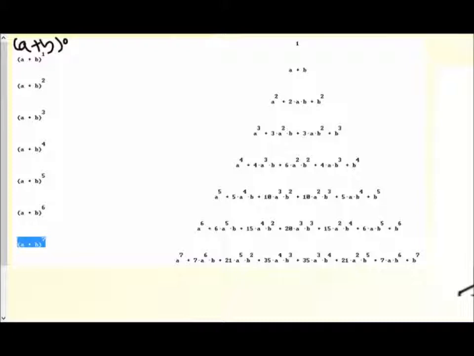So what we're doing here is we're looking for patterns, and obviously the first pattern that you should notice there is that we've got a triangle. But what about the numbers in that triangle?